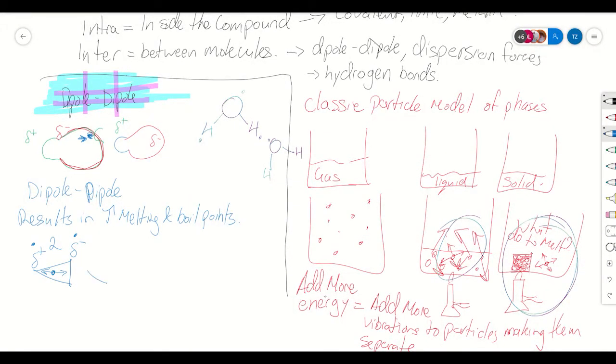So one positive, one negative is one pole each. And then if I put another one over here, how many poles does the second one have? If it's the identical molecule? 2. And then what's going to happen if I have 2 different molecules near each other that both have charges? They're going to attract each other.